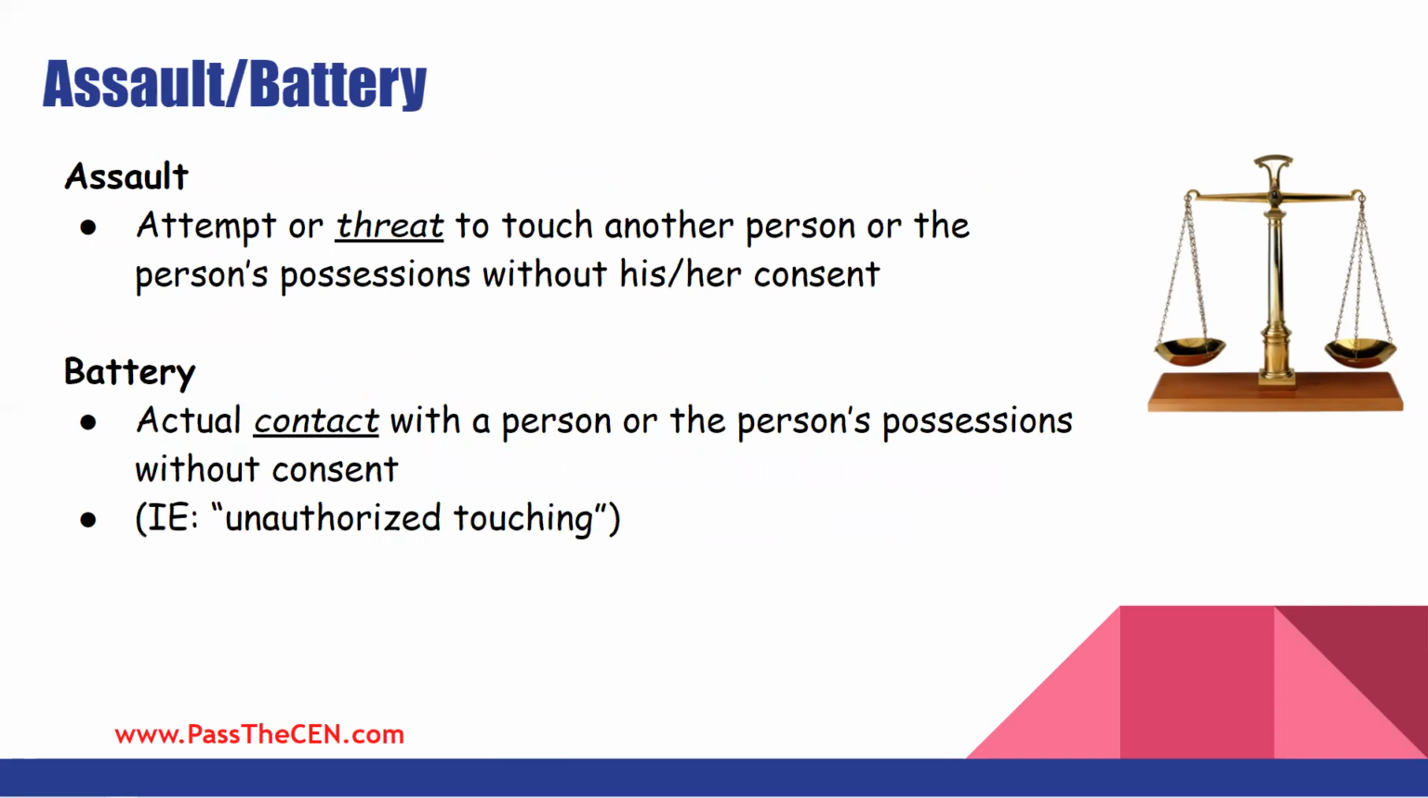All right. Assault and battery, we kind of mix these terms up sometimes. Assault is an attempt or a threat, like intimidation, upon another person or possessions without consent. So we've got to be careful with this because it can be perceived differently by different patients. We want to make sure that we don't have that intimidating, threatening type posture because that's considered assault also. Okay. Battery is when it actually happens. The contact has been made with the person or the possessions without their understanding.